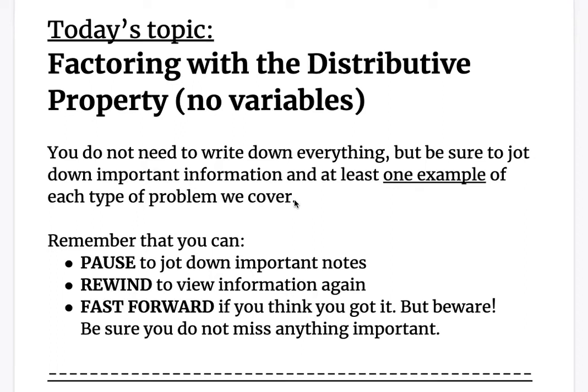Hi everybody, today's topic is factoring with a distributive property using no variables. As a reminder, you do not need to write down everything, but be sure to jot down important information and at least one example of each type of problem that we cover. Also remember that you can pause to jot down important notes, rewind to view information again, and fast forward if you think you got it. Just be careful, be sure that you don't miss anything important when you're fast forwarding.